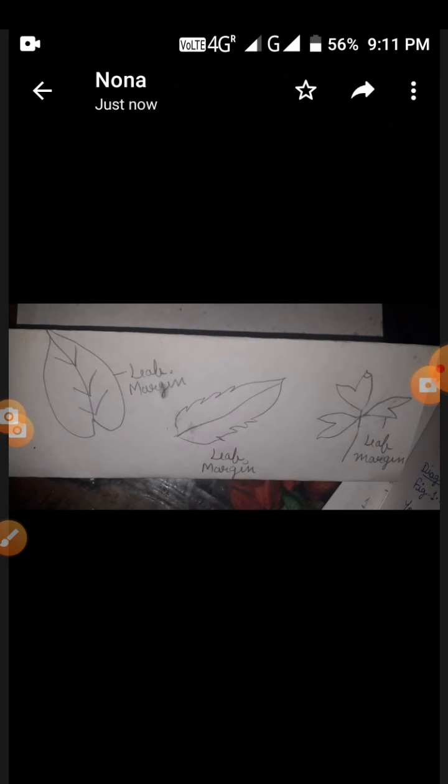Then the sixth part is leaf margin. The edges of the leaf are called leaf margin. This leaf margin can be of different types in different types of leaves. For this you can show this diagram. There are some kinds of leaves which have different kinds of leaf margin, or you can say leaf margin is the design of the leaf.